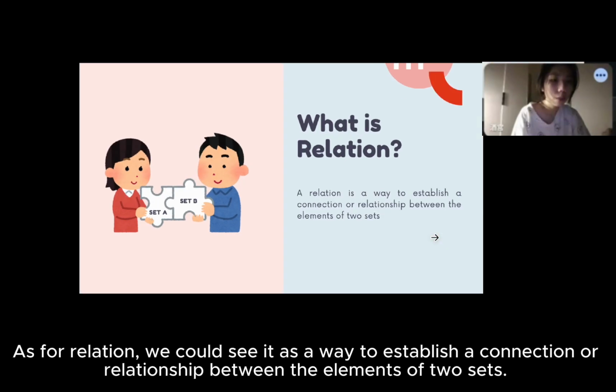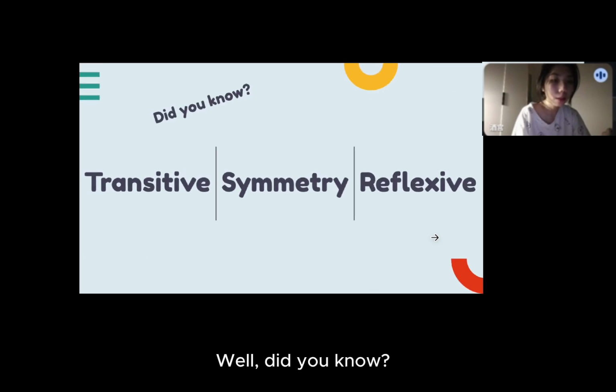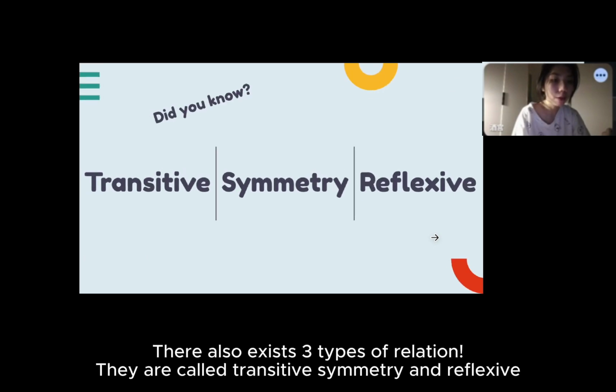A relation, we could see it as a way to establish a connection or relationship between the elements of two sets. Well, do you know there also exist three types of relation? They are called transitive, symmetry, and reflexive.